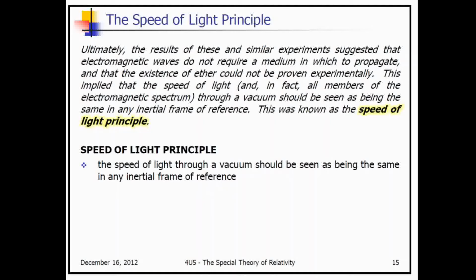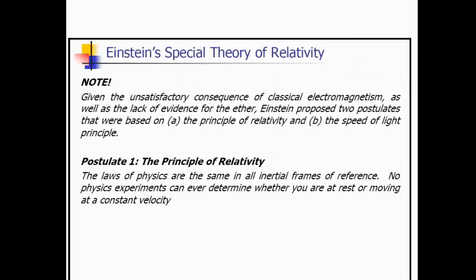So that was the speed of light principle, and I'd like you to copy that down. The speed of light principle is the speed of light through a vacuum should be seen as being the same in any inertial frame of reference. So if it's the same in every inertial frame of reference, that means your c plus v, of course, is equal to c, because you can't really add to that c.